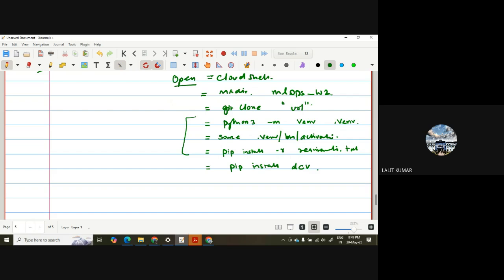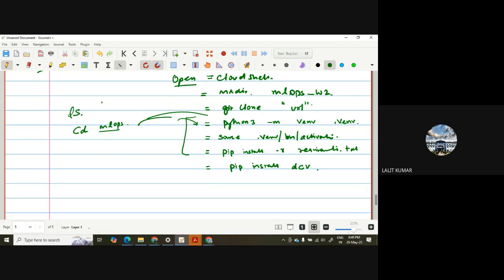Now, once you have done this pip install dvc, I have forgotten a step here. Git clone URL, and then you go to your repo. You can see your repo by doing the ls. So whatever the name will come, you have to go to this. For example, my repo name was MLOps, so I go to cd MLOps and thereafter I do this.